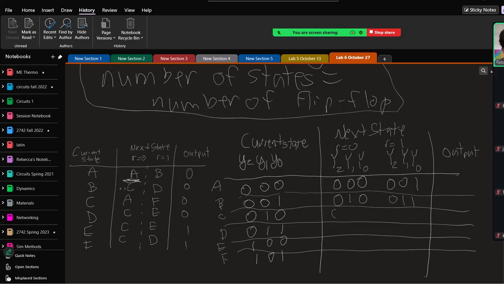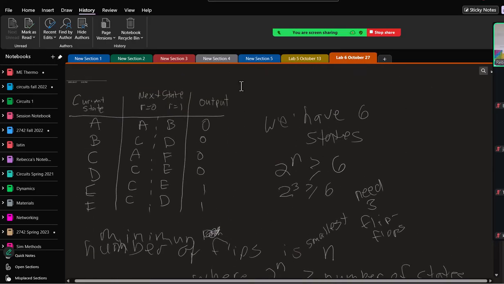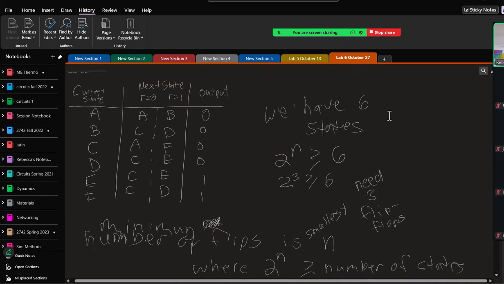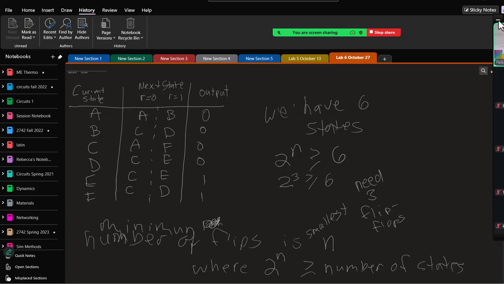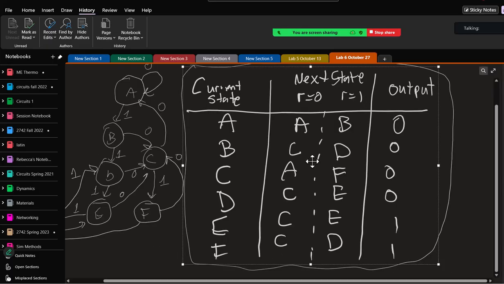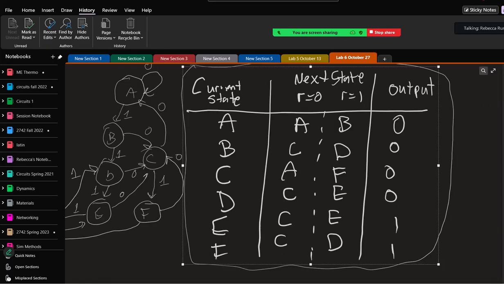C goes to A, which is 0, 0, 0. And F is 1, 0, 1. Did C go to F? That doesn't seem right. It shows in the diagram it does. C went to F, yep, yep. Okay.